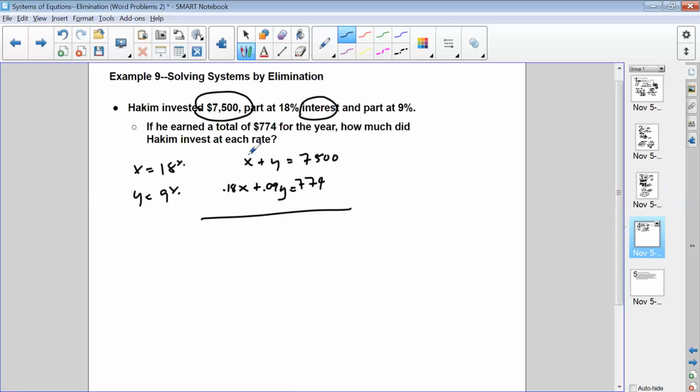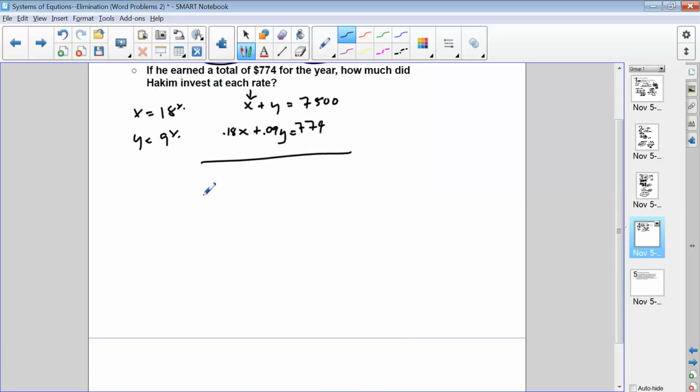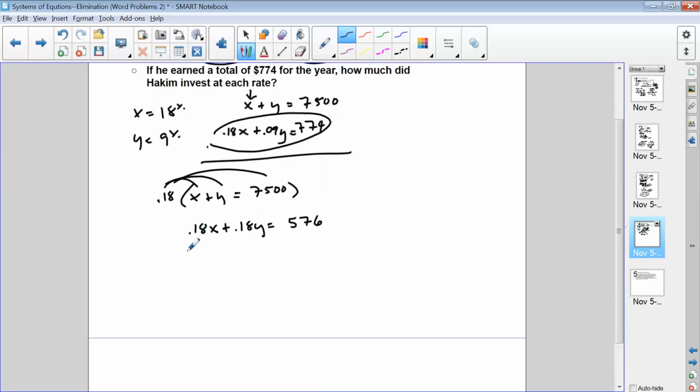And here's our system. So I'm going to go ahead and eliminate X, which means I'm going to multiply the top equation by 18/100ths. So remember, everything is multiplied by 18/100ths. That's going to give me 18/100ths X plus 18 hundredths Y, and that's 18 hundredths times 75 hundredths, and that should be 576. And then I'm going to rewrite my second equation down here. So 18 hundredths X plus 9 hundredths Y is 774.